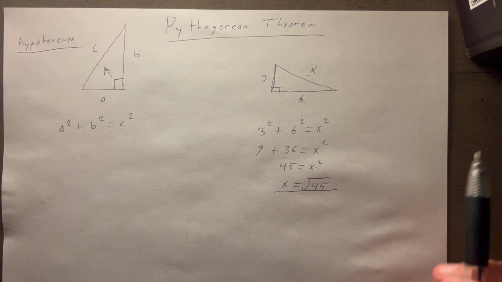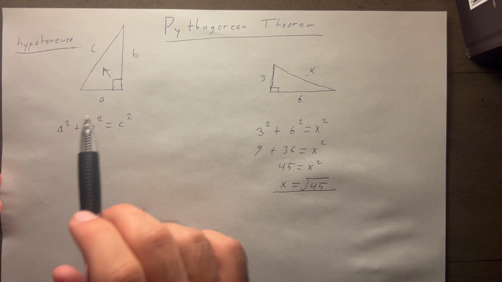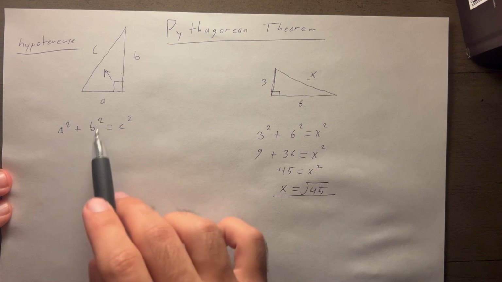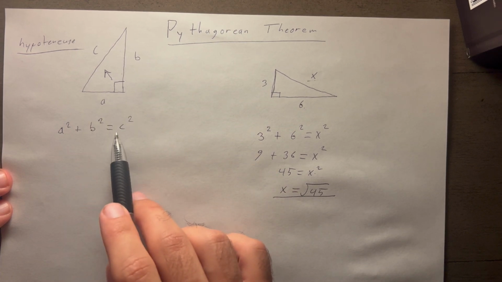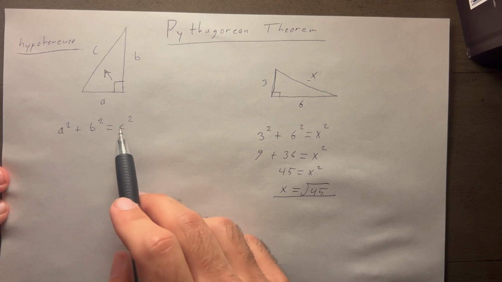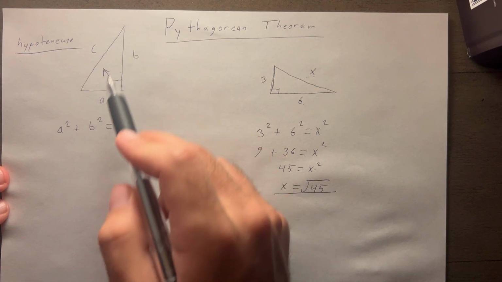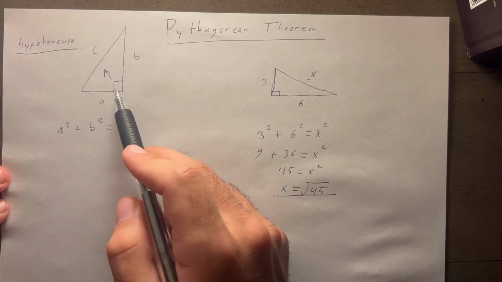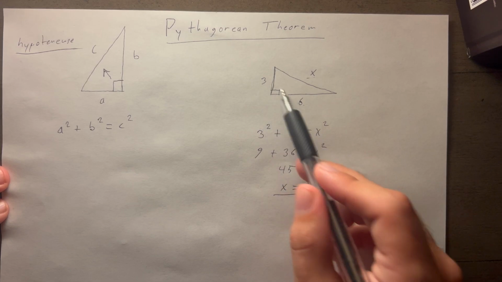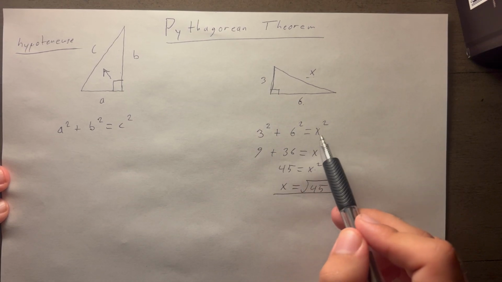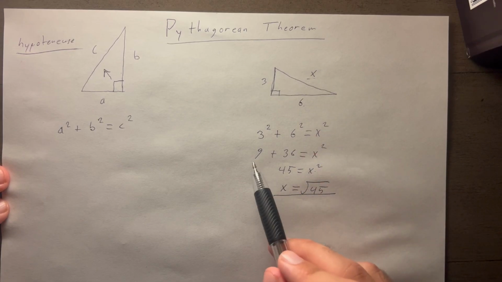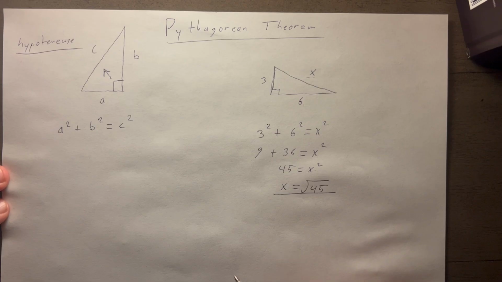We'll review. So the Pythagorean theorem says that the side length of A squared plus the side length of B squared is equal to the side length of C squared. Okay? And where C is the hypotenuse, which is the longest side that is opposite of the 90-degree angle. So we use that on this. We made A 3 and B 6. Added the squares of those two together, which equals x squared. Did the algebra, got the answer. Okay? We'll go to another example.